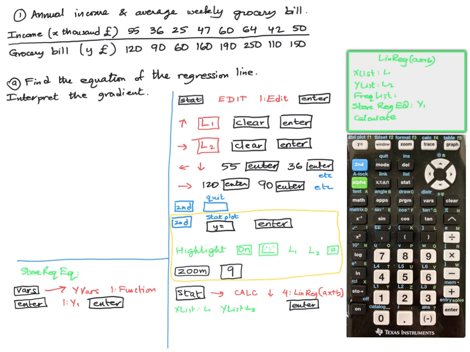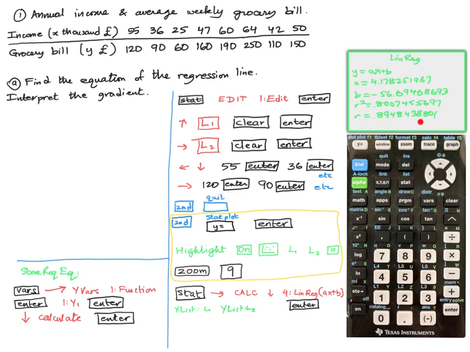So now we come back to this screen, and now it says XList L1, YList L2, frequency list is blank, store RegEQ now is Y1, and we now want to calculate. So we scroll to calculate and hit enter. And so the calculator reports this, LinReg, y equals ax plus b, a equals this number, b equals this number. I've got the r squared and the r.